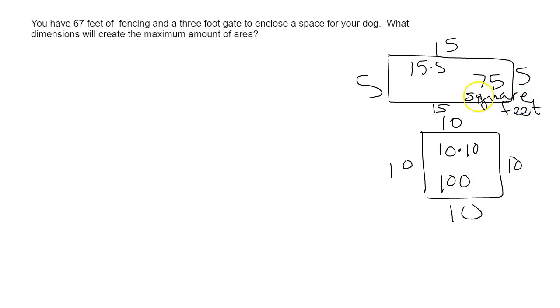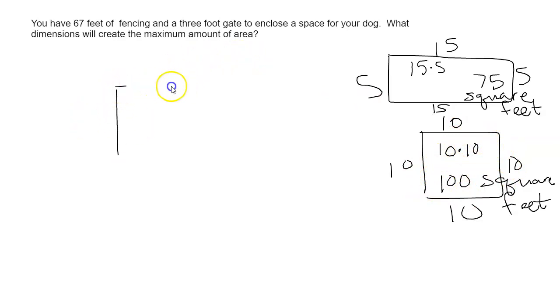So the rectangle was 75 square feet, the square was 100 square feet, which means the square enclosed more area. So maybe a different rectangle has more area. We'd have to try them all, but it was discovered that in every case, a square is always the best shape to maximize area when you're doing a square versus a rectangle. So we always want to try and go for a square shape with our areas.